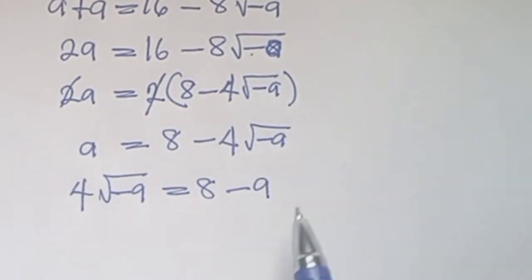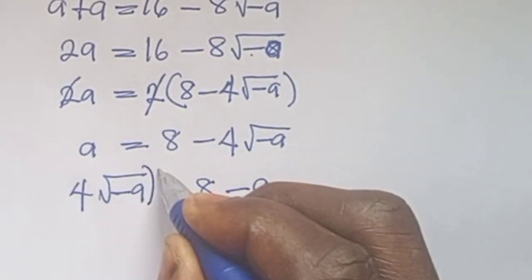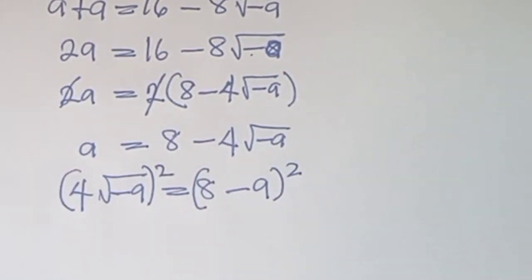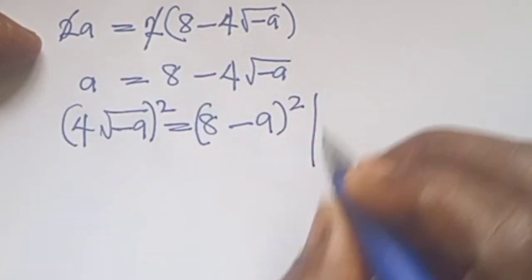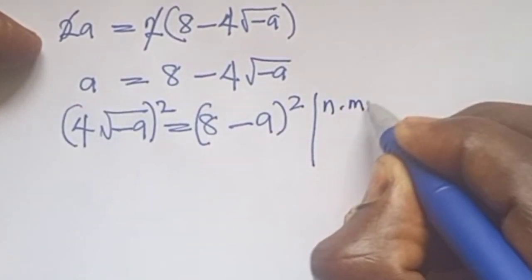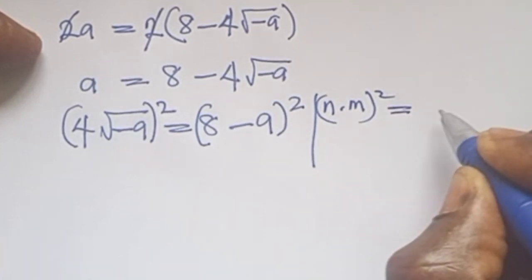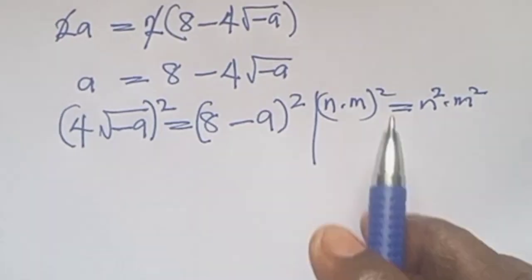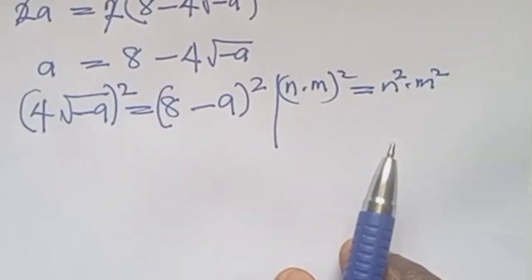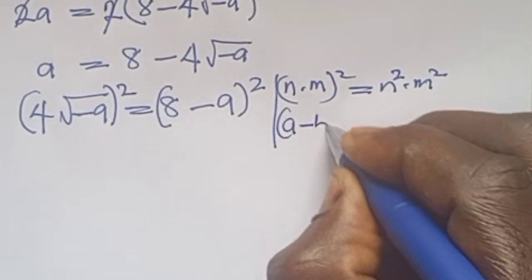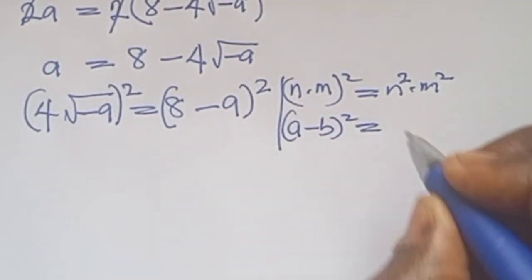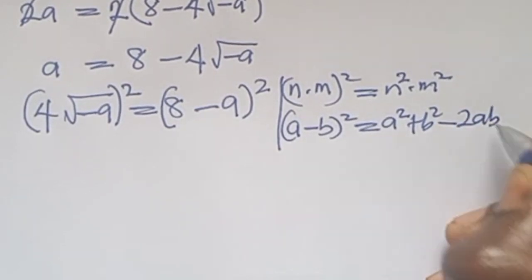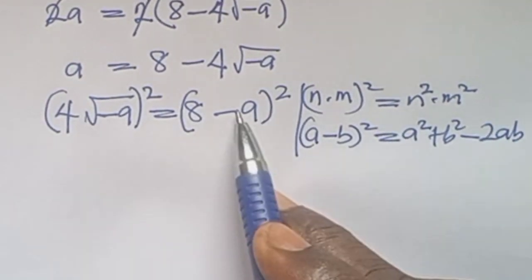And again, we're going to square both sides so that we have left hand side to the power of 2 and 8 minus a also to the power of 2. But m times n to the power of 2 is equivalent to n to the power of 2 times m to the power of 2. We're going to apply this here. And again, a minus b to the power of 2 is represented as a squared plus b squared minus 2ab. This is the form of this, so we're going to apply this here also.